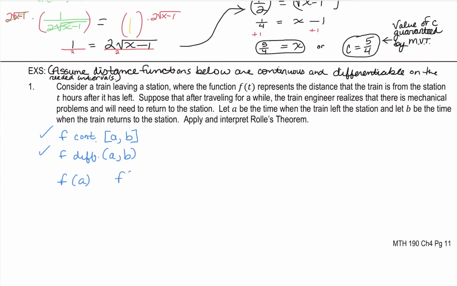Well, it's the distance that the train is from the station, and if A is when we left the station and B is when we've returned to the station, then at both time A and time B, we are a distance of 0 from the station. So those two are, in fact, equal to one another. So we can apply Rolle's theorem. We've met our three conditions. Now let's apply and interpret Rolle's theorem.